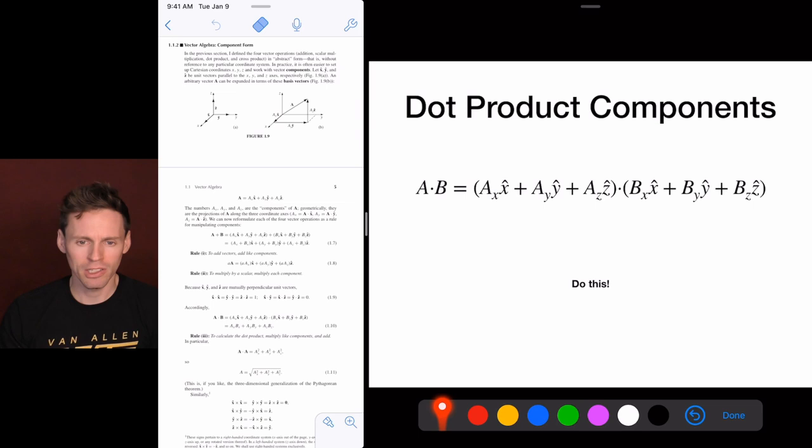So we can write a and b as two vectors. And if we want to do the dot product, we do ax x hat dotted into bx x hat, ax x hat dotted into by y hat, ax x hat dotted into bz z hat.